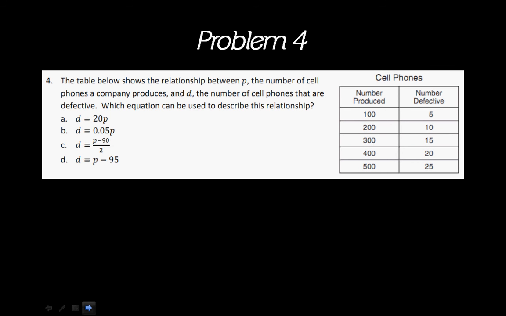So number 4 says the table below shows the relationship between P, the number of cell phones a company produces, and D, the number of cell phones that are defective. So you want to be real careful, and this is the trick of this question, to look at what P and D stand for. In this case, P stands for the number of cell phones a company produces. So that's here, number produced. And then D is the number that are defective. So that's a D right there.